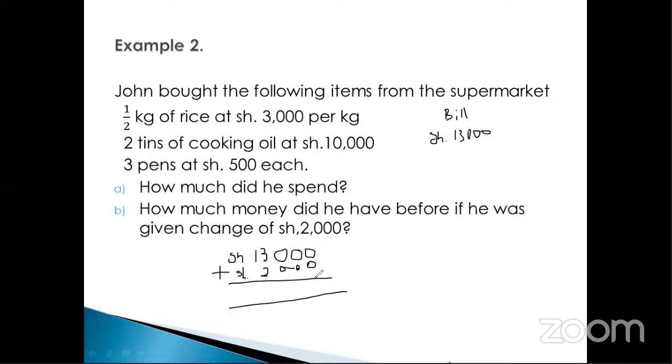So 0 plus 0, you get here 0. 0 plus 0, you get here 0. And also here, you get 0. How about this plus this? 5. 3 plus 2, we get 5. And then here we bring our 1. So how much money? 15,000 shillings. Okay, so thank you very much.